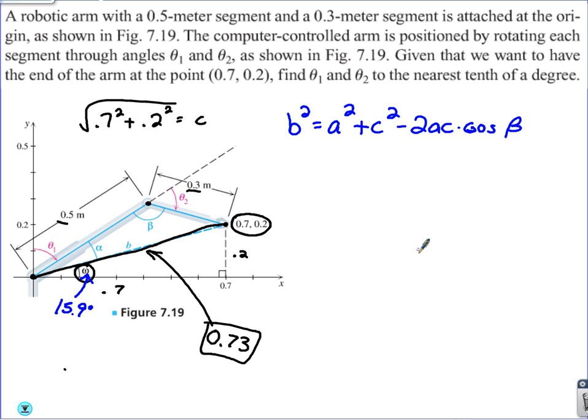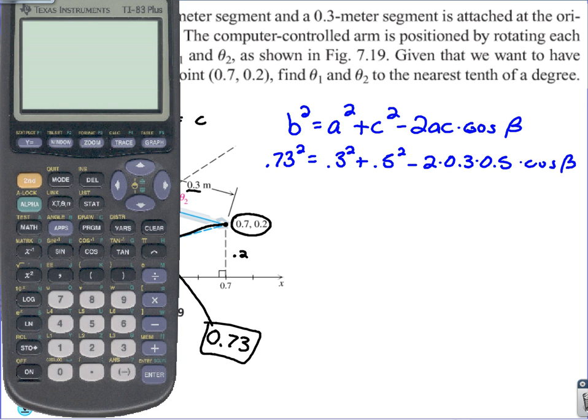Plug in everything that we know. I know that b is that 0.73. And if you had that stored in your calculator, that's when you would want to pull up and use the exact value. I know that a is 0.3, and I know that c is 0.5. Any questions there? Watch how I type this in. I think we could do it in 2 steps.